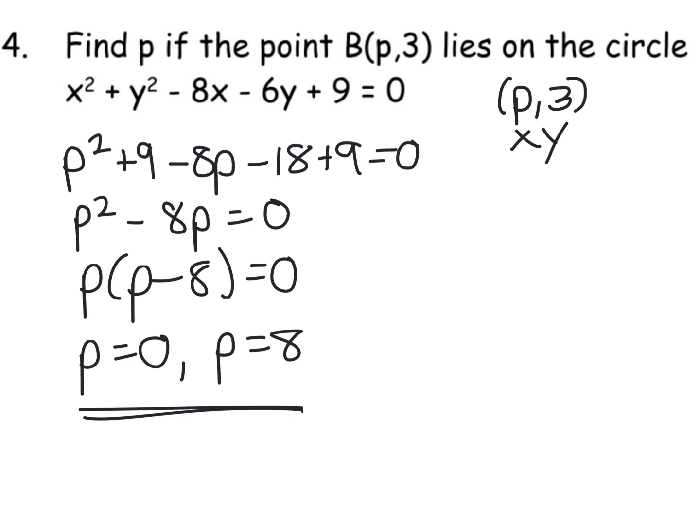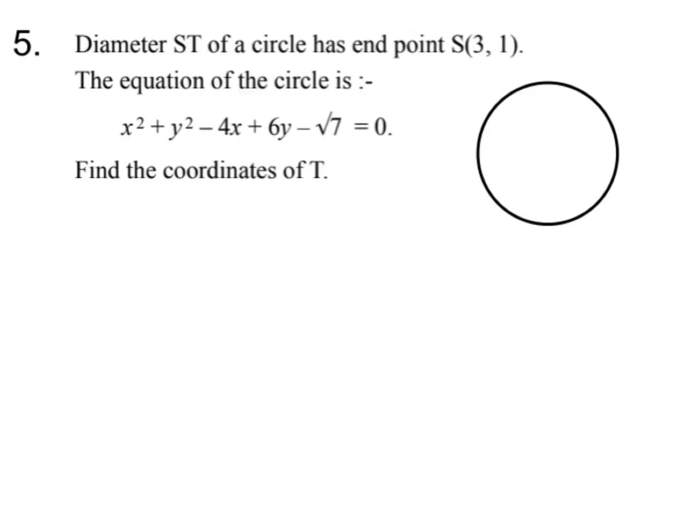So I know I've got loads of examples in this video. Bear with me. This one looks like it's been snapped from a past paper. We're told that the diameter of the circle ST has endpoint S(3, 1). So I'm just going to draw a little picture. So this is going to be my S. This is going to be my T, and I'm going to say that that is 3, 1. They want us to find the coordinate of T. So a good place is whenever you're given an equation of a circle, go find the centre, right? So the centre for this one would be negative g, negative f.